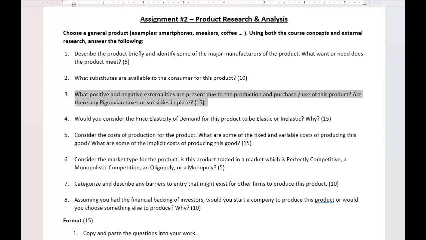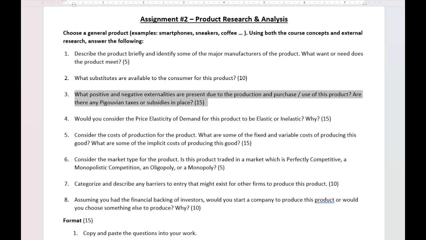Number 3, let's think beyond just revenues and costs. Let's think about externalities. What is the impact of us being in this market? What is it having on the world around us, positive and negative? Are there any positive externalities for the production of this product? If we're using coffee, we could maybe suggest that coffee helps with people staying alert, which might increase productivity. So maybe the entire economy is growing because people work harder because they drink more coffee. I'm just kind of making that up.